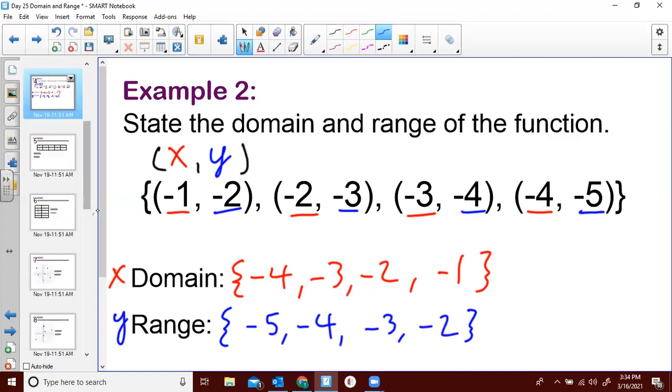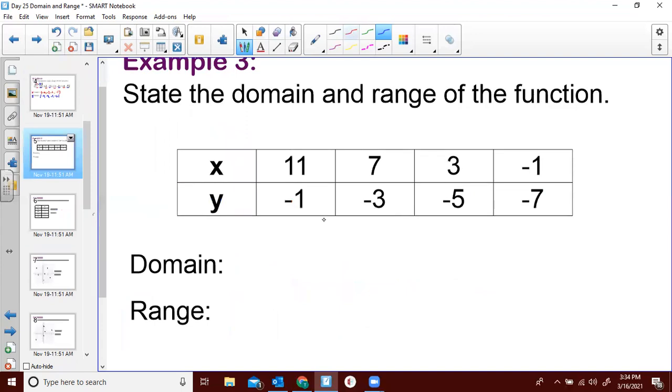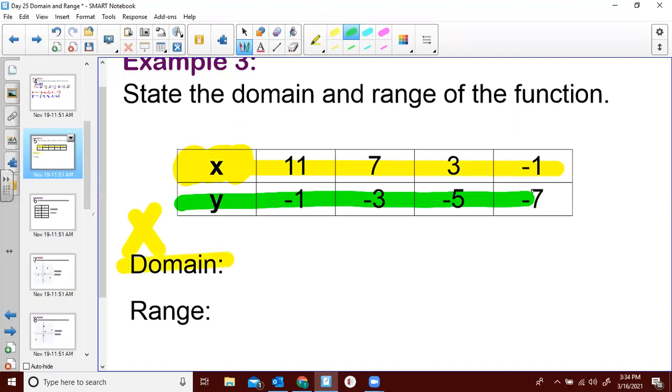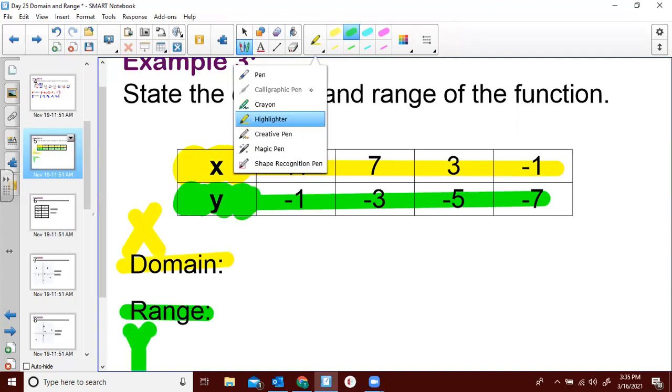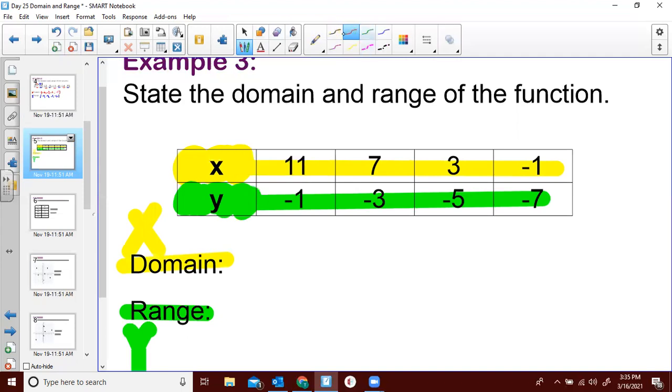All right, tables are probably my favorite. Here's what I'm going to do. I'm going to see if I can use this highlighter. We'll do yellow for domain because we're really focused on this X here. That's our domain, which would be our X. And we'll do green for our Y. You don't even really have to do a lot of thinking here. It's just more matching them up. All right. Oh, I should have done blue.